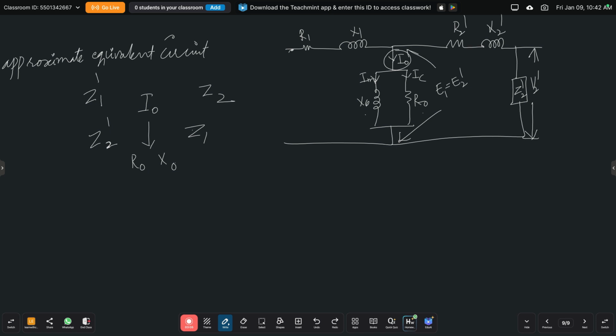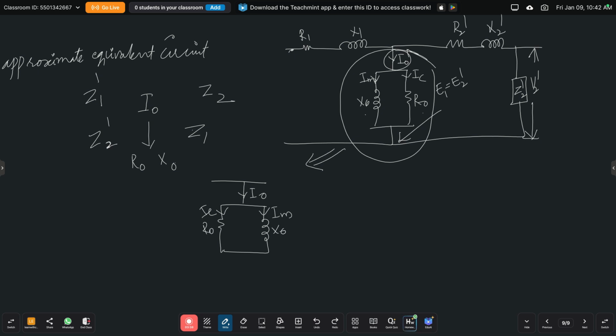So now we have to represent the approximate equivalent circuit referred to the primary. Whatever I am going to represent, I will draw the approximate equivalent circuit. Whatever terminals are there, this is shifted to the left of R1 and X1. So now I will draw the approximate equivalent circuit here. First of all, I am going to represent the no load current, that is the resistance and the reactance. In this I am going to represent IM, and here I am going to represent IC. This is R naught, and X naught terminals will be shifted to the left of R1 and X1.